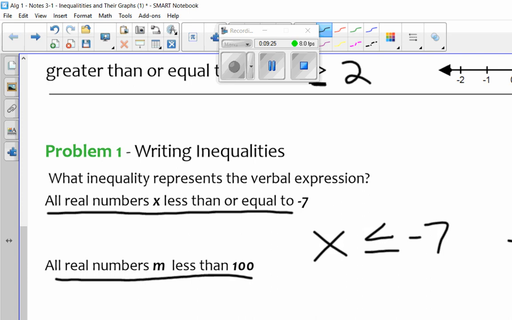I might also ask you to go ahead and graph it. So there's my graph. I find -7. I look at my symbol. It's also equal to, so that means closed circle. And it's less than, so my arrow is going to go to the left.